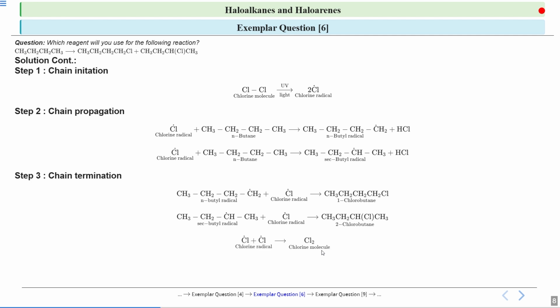And the remaining chlorine radicals will combine together. So there are two chances only, right? Because we are getting two types of radicals in the chain propagation step, the n-butyl radical and the secondary butyl radical. So the chlorine radical will attack both radicals and you will get 1-chlorobutane and 2-chlorobutane both as your products. The second option is that a chlorine radical will attack another chlorine radical and become a chlorine molecule, so the remaining chlorine radicals will combine together and give us the chlorine molecule.